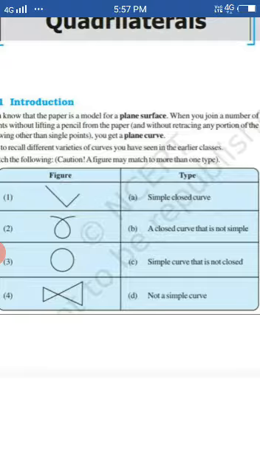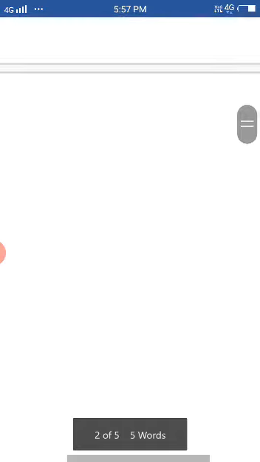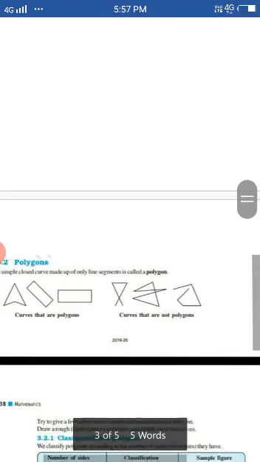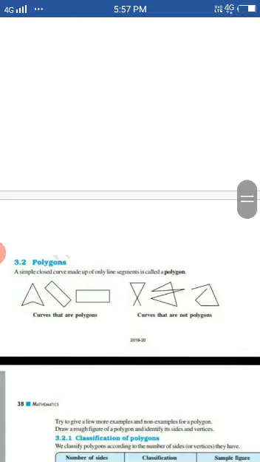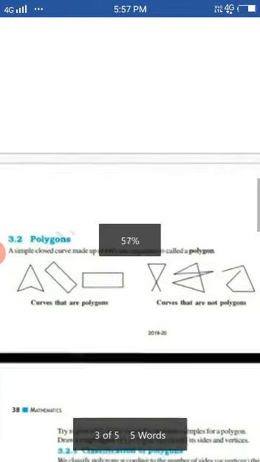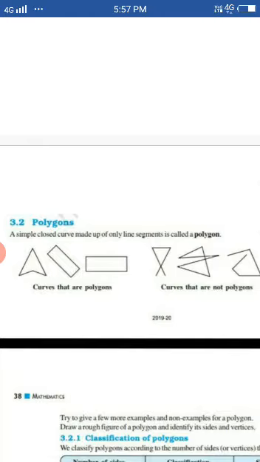Now, if a curve is made up of only line segments and it is closed, then it is a polygon. Okay, come to the next. Here are polygons. So what is the definition of a polygon? A simple closed curve made up of only line segments is called a polygon. Some polygons are there: first, second, and third. These three are polygons because these are made up of line segments. Also, these are closed. So, these are polygons.